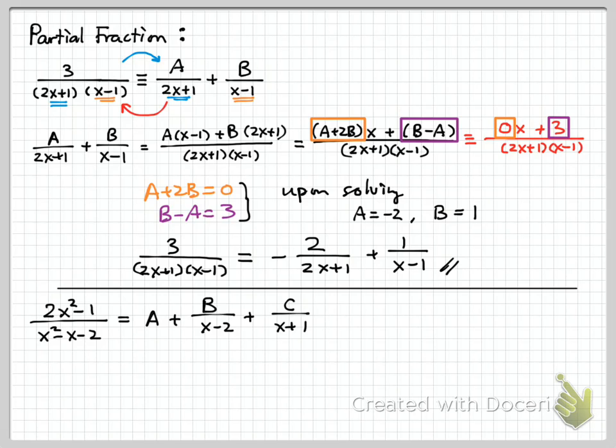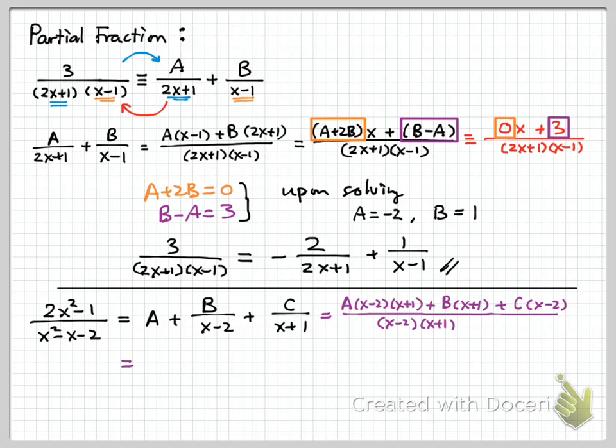So the solution is like that. First of all, we take the right hand side, and we want to change it into a common denominator, x minus 2 times x plus 1. And on top, we have a times x minus 2 times x plus 1, plus b times x plus 1, plus c times x minus 2. And that will give me, now we collect all the x squared terms together.